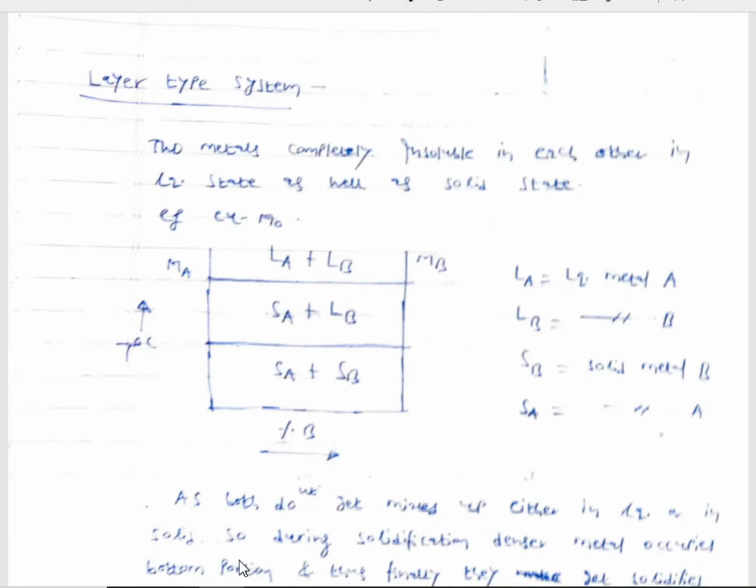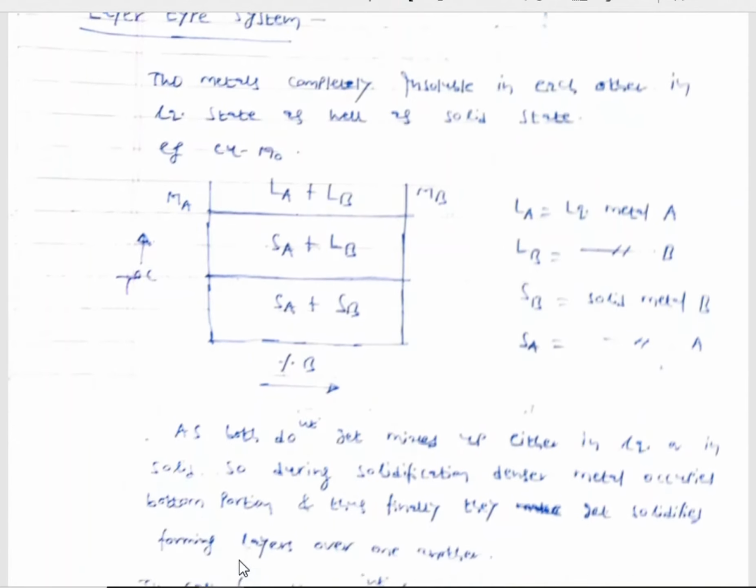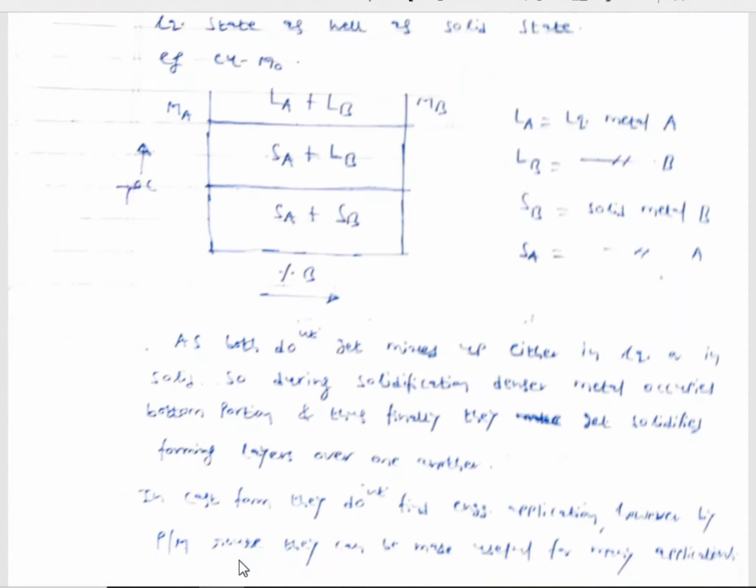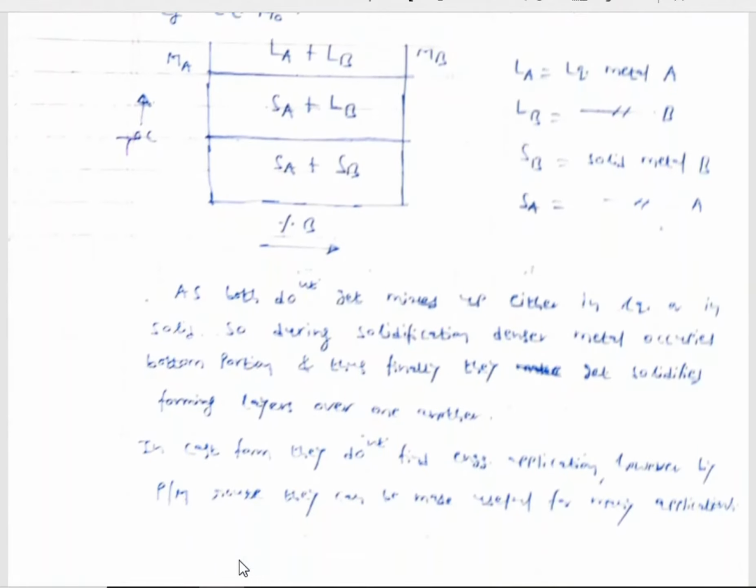Whichever metal, whether A or B, has the higher density, it will occupy the bottom position, and the other metal will occupy the upper position. In this way, both will form layers over one another. They get solidified, forming layers over one another.